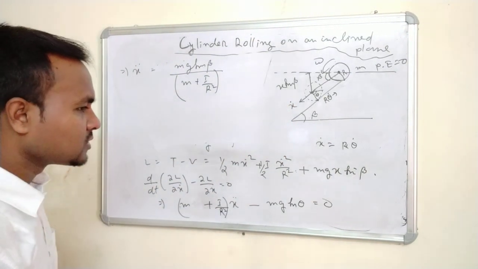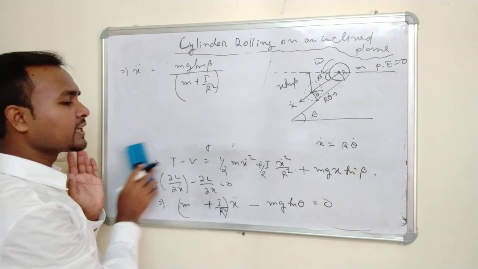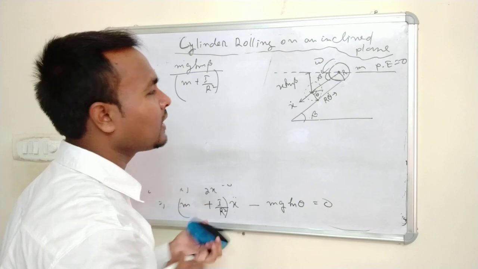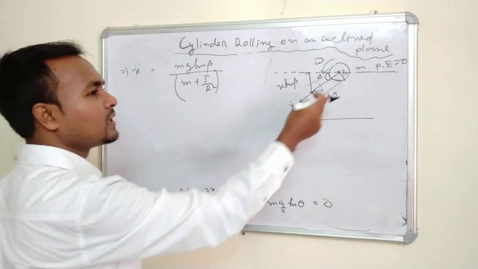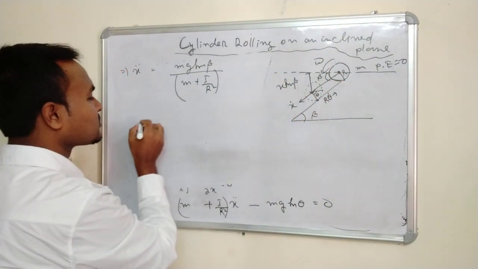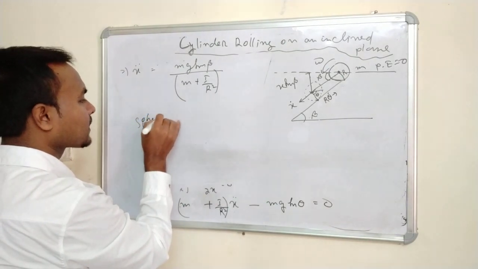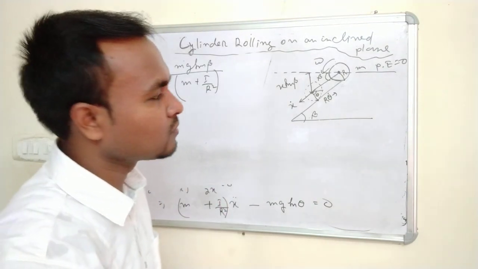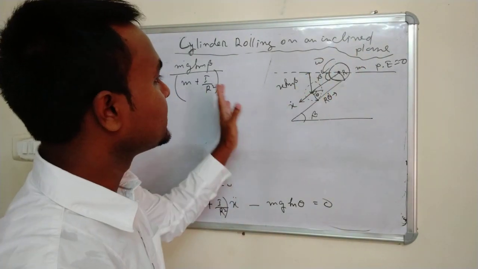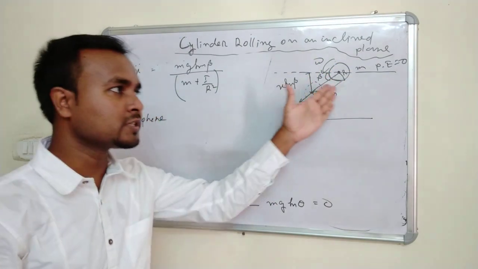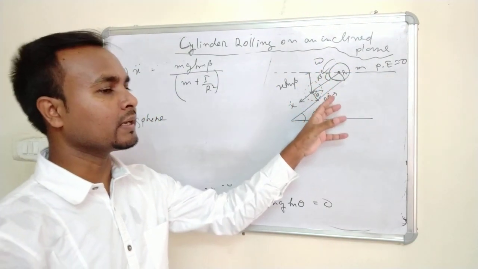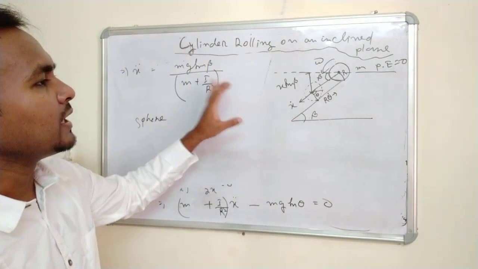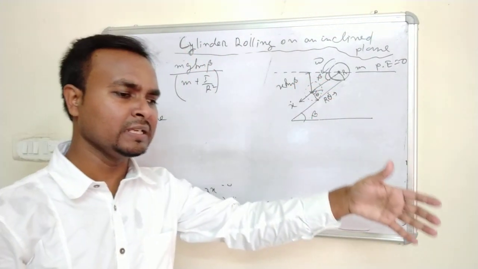Now, in your examination, this is the general condition. In your examination, maybe in place of a cylinder, it will be given that, okay, suppose a sphere is rolling on an inclined plane. Then what will change? This concept will be the same. No need to do all this calculation again. If you know this formula, you can write it in any other case.